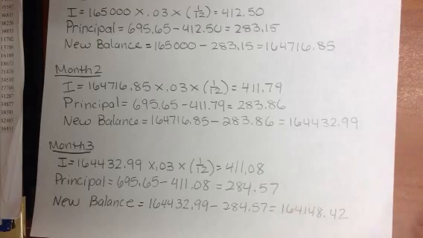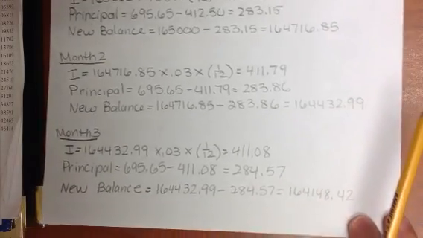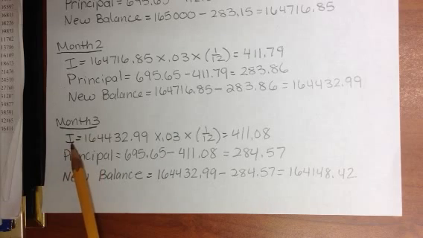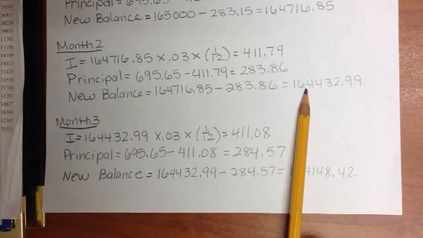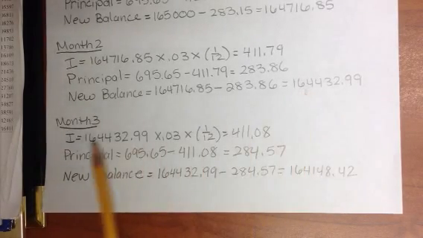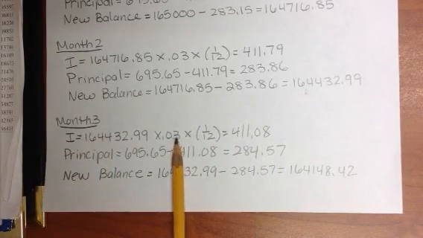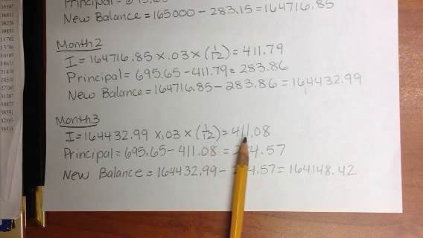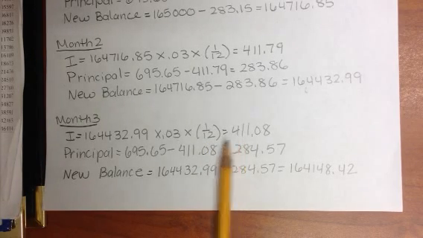Then I just repeat the process one more time using my new balance. So month 3, when I figure out my interest, I take my balance from the previous month, because I no longer owe $165,000. I take my old balance from the previous month, multiply it by the rate, multiply it times the time, which is 1/12 of the year. I get my interest for the month.